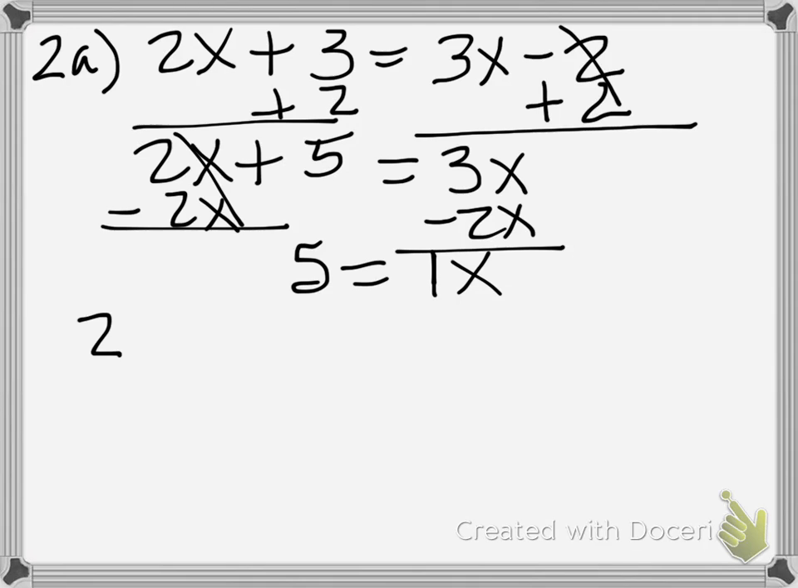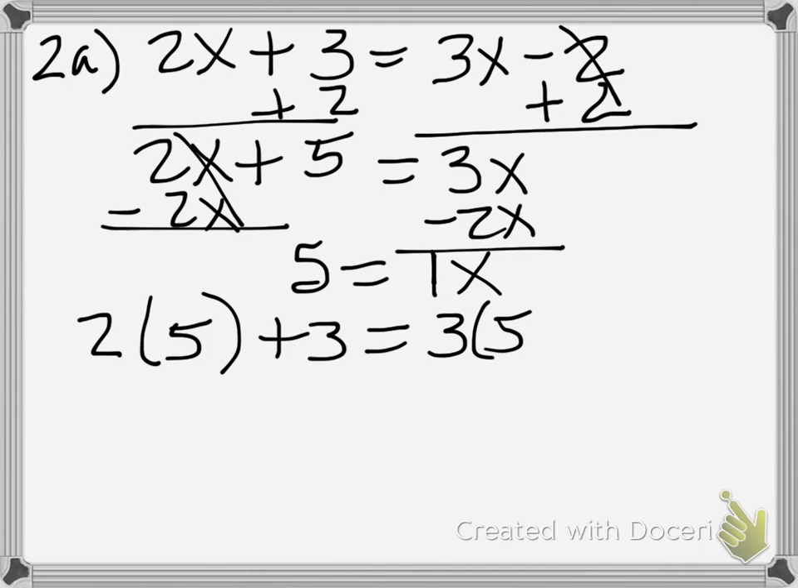And that's going to give me 5 equals 3x minus 2x is 1x, or just x. So let's see if we work. 2 times 5 plus 3 equals 3 times 5 minus 2. 2 times 5 is 10 plus 3 is 13. 3 times 5 is 15 minus 2 is 13. That's guided practice 2A.